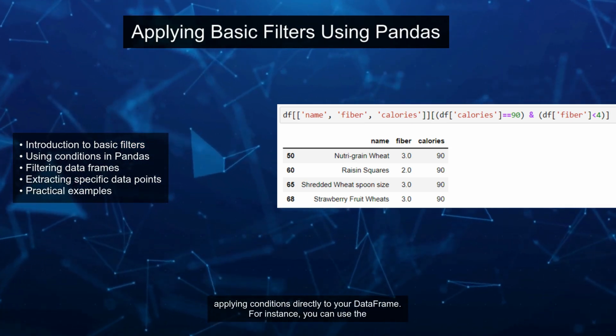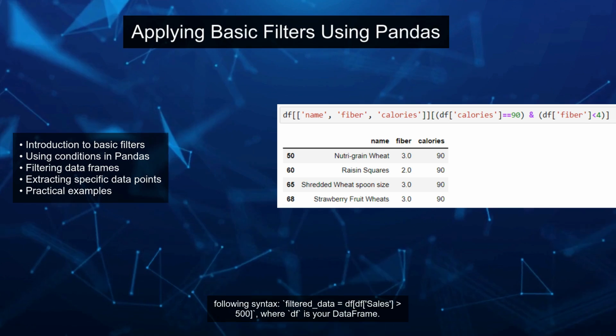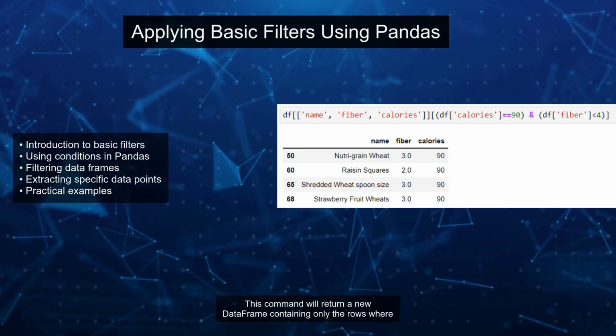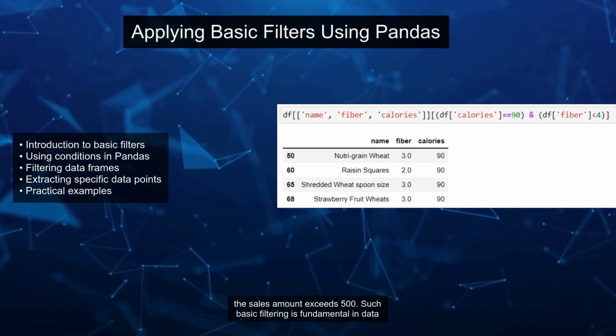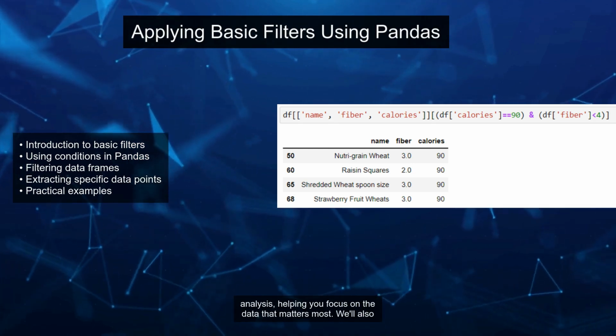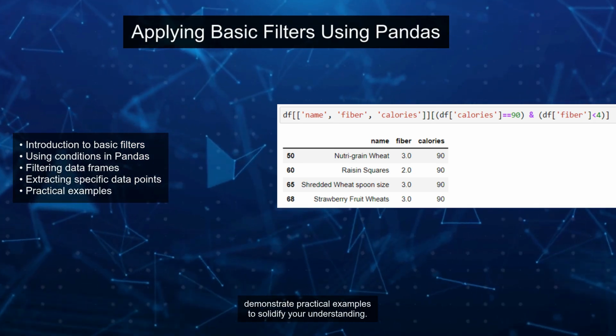For instance, you can use the following syntax: filtered_data = df[df['sales'] > 500], where df is your data frame. This command will return a new data frame containing only the rows where the sales amount exceeds 500. Such basic filtering is fundamental in data analysis, helping you focus on the data that matters most. We'll also demonstrate practical examples to solidify your understanding.